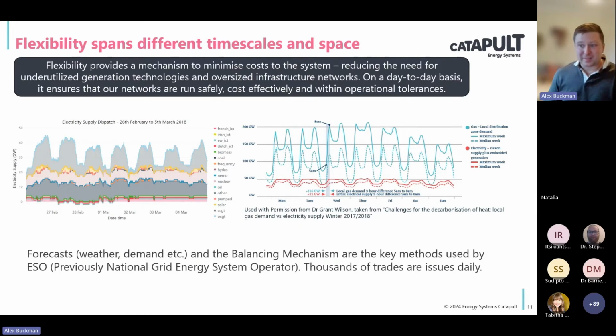And so forecasts, weather and demand, and also a system called the balancing mechanism are the key tools that our energy system operator has to help balance these timescales. At the moment, thousands of trades, so transactions between suppliers and flexibility providers, are issued daily.